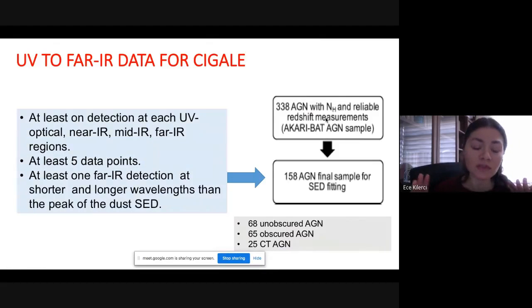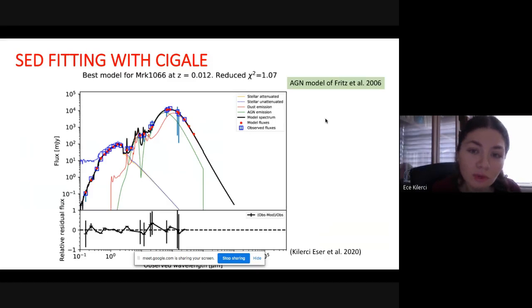For the SED fitting, since CIGALE works with the energy conservation principle, we wanted to have at least one detection at each wavelength region. That's why we ended up with a final SED fitting sample of 158. This is an example of one source. In green here is the AGN component; we use the AGN model of Fritz et al. 2006. The red one is the dust emission, and the black one is the total best-fitting model.